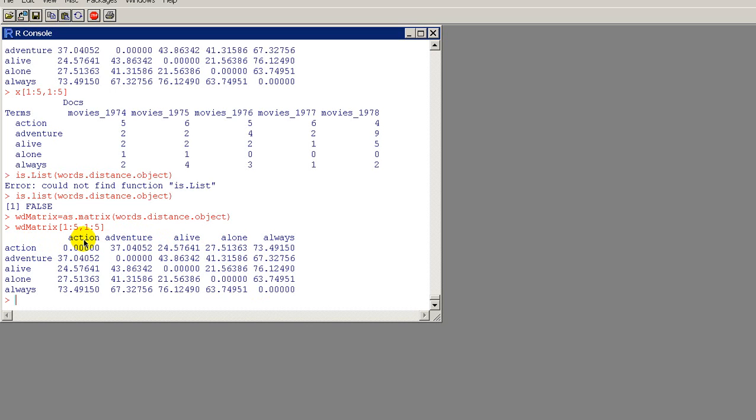Remember how we're calculating distances. Don't get lost. Remember, we can talk about distances between objects, right? Just like we talked about distances between the years. So here we're doing something similar. So of course the distance between action and action is 0. Distance between adventure and adventure is 0. Distance between alive and alive is 0. But the distance between alive and alone is whatever this number, 21 and something, right? So this is a distance matrix.